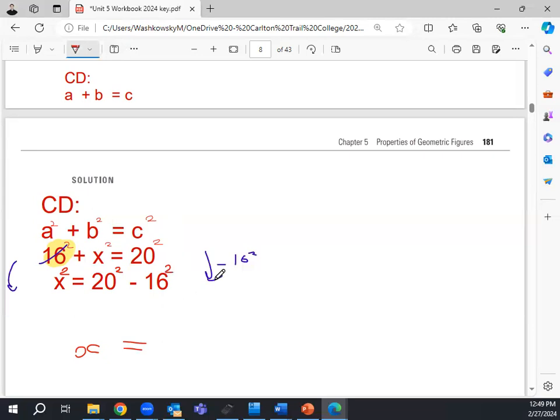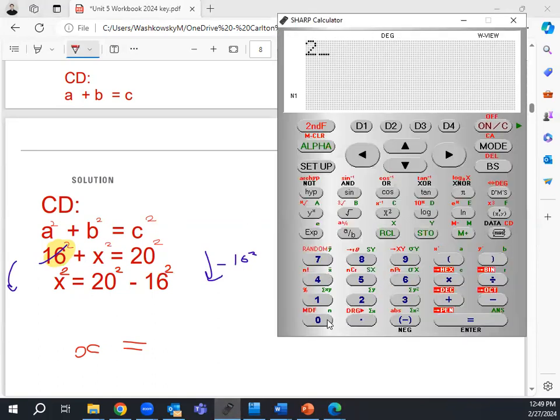So I'm still using those same steps from yesterday, right? Which formula do I use? Substitute, solve. So at this point, I can just let my calculator do all the heavy work for me. 20 squared minus 16 squared. It's going to give me 144.